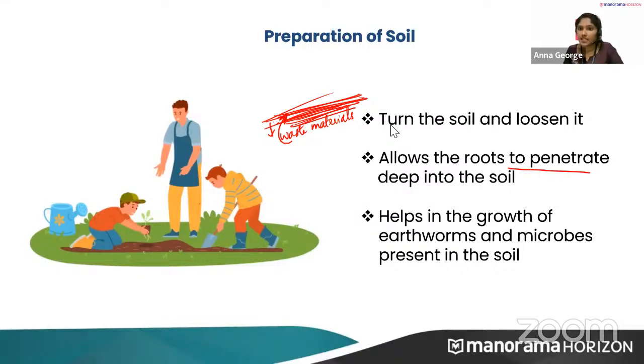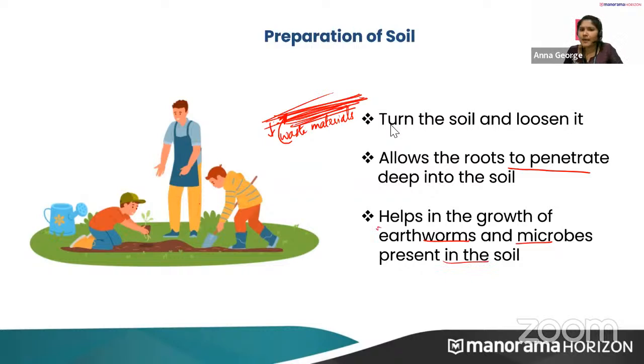Also, it allows the roots to penetrate deep into the soil. If we are loosening the soil, the roots of the plants that are being grown can penetrate deep into the soil. What if the soil is tight? The roots cannot penetrate. The roots cannot breathe. So this loosening allows the roots to penetrate deep into the soil, and it also helps in the growth of earthworms and microbes present in the soil.